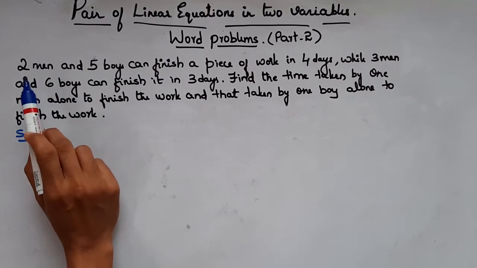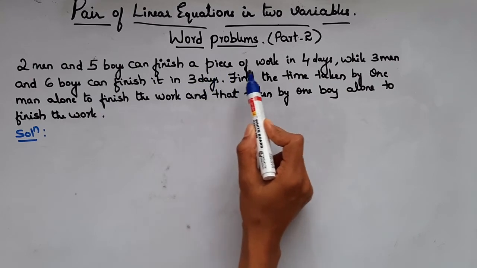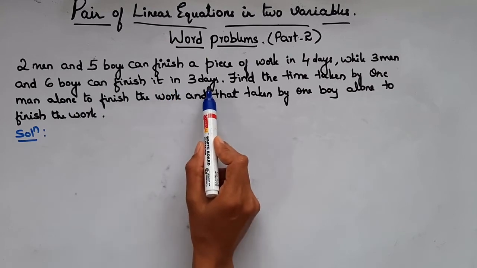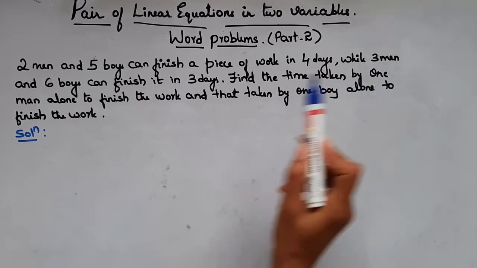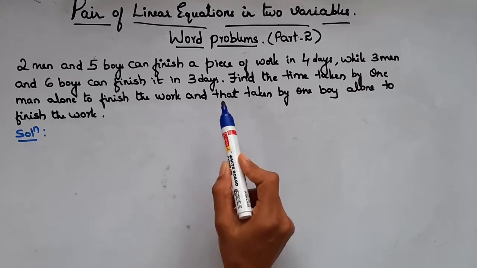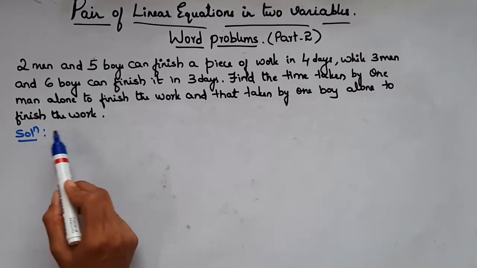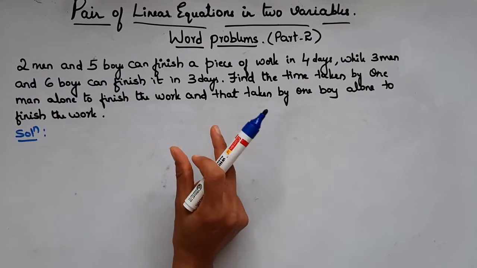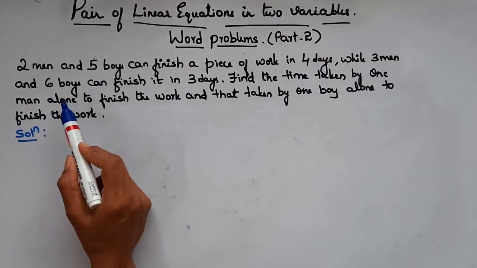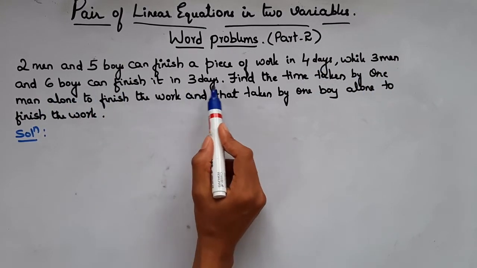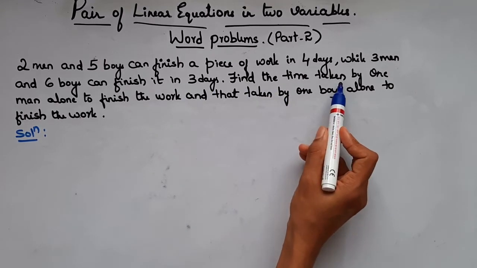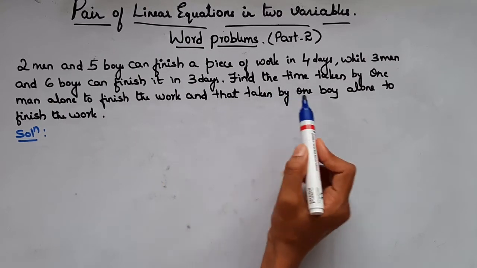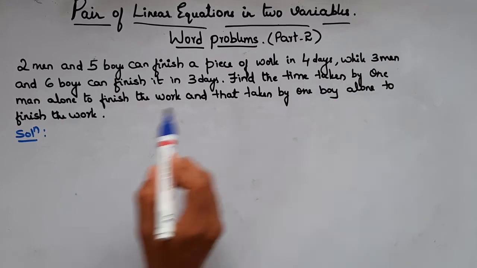Now let's see this problem. 2 men and 5 boys can finish a piece of work in 4 days, while 3 men and 6 boys can finish it in 3 days. Find the time taken by one man alone to finish the work and that taken by one boy alone to finish the work. Now what is it saying? It says 2 men and 5 boys can finish a piece of work in 4 days, while 3 men and 6 boys can finish the same piece of work in 3 days. Now we have to find the time taken by one man alone to finish the same piece of work and the time taken by one boy alone to finish the same piece of work.